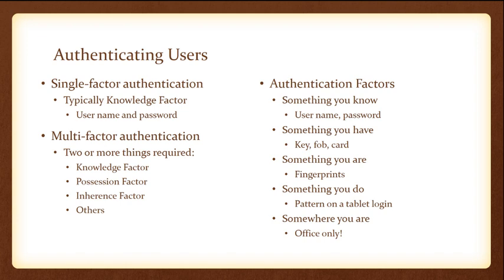The knowledge factor represents something we already talked about. It is something you know, typically your username and your password. The possession factor is something that you have with you, such as a key or a fob or some sort of card. When you go to an ATM machine, you don't just have to do a single-factor authentication. You don't just have to put in your username or your password, or in this case, a PIN, but you also have to provide something that you have with you, such as a bank card or a credit card.